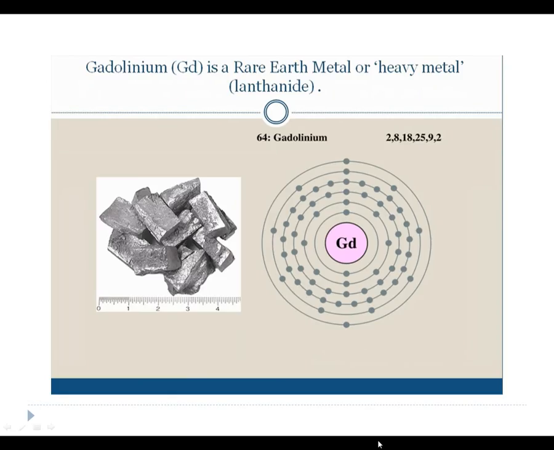Gadolinium is classified as a rare earth element. Its atomic number is 64, where it has 64 electrons and 93 neutrons. Gadolinium has a silverish color and has 6 different energy levels.